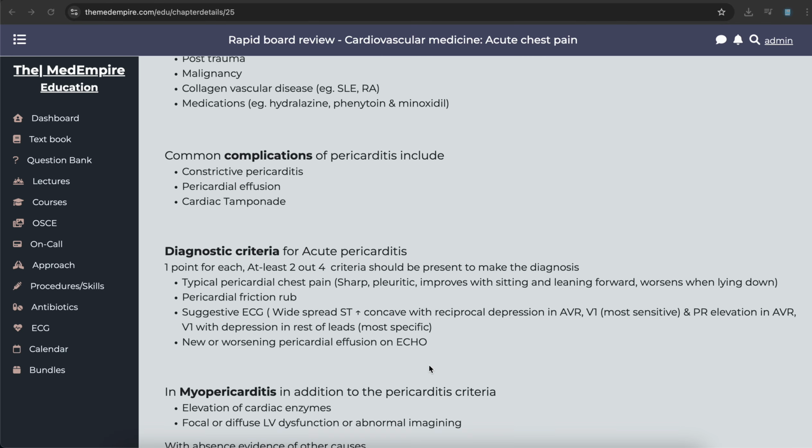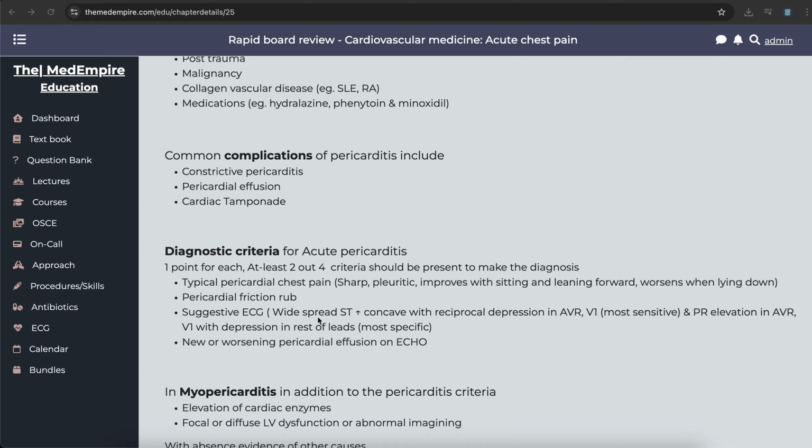So what are the diagnostic criteria for acute pericarditis? So the typical chest pain is the first one, and that's the hallmark, which is sharp or stabbing chest pain that's worse with breathing and improves with leaning supine. Worse with leaning supine and improves by leaning forward. Frictional rub, which is like friction or rubbing or a mechanical sound when you hear it on the auscultation.